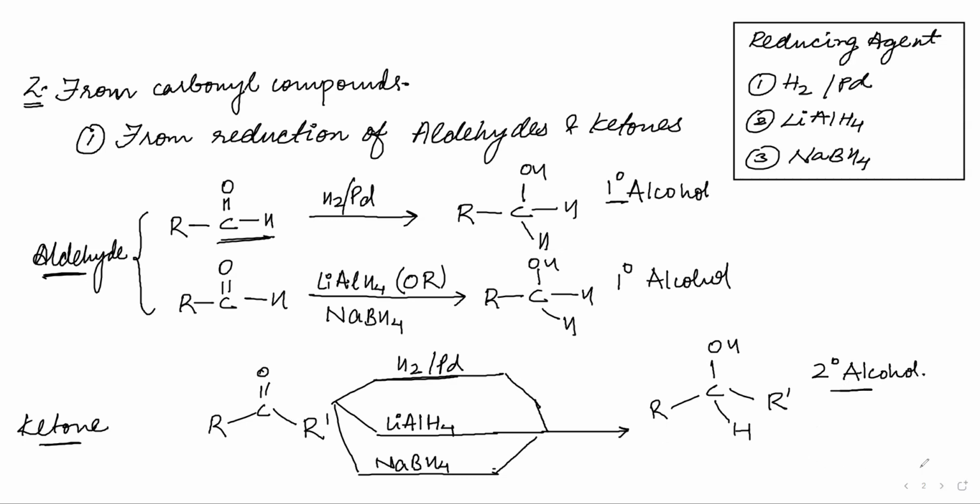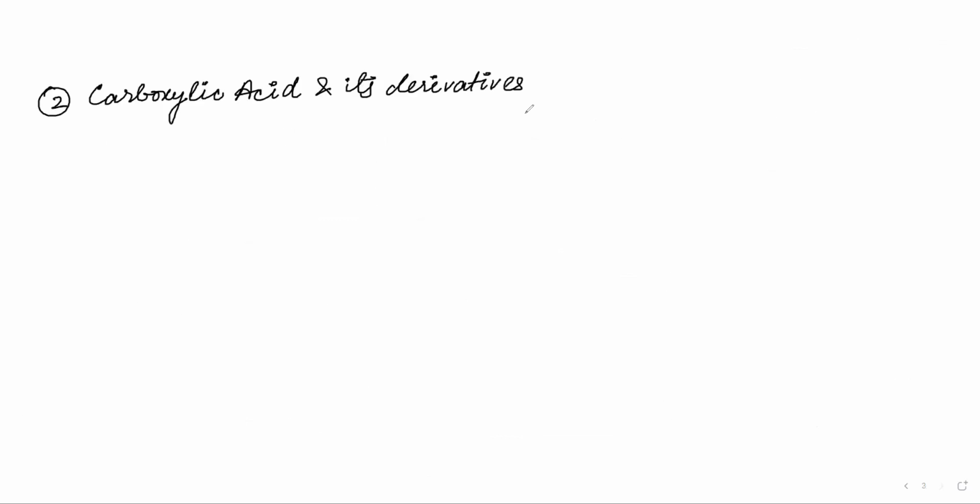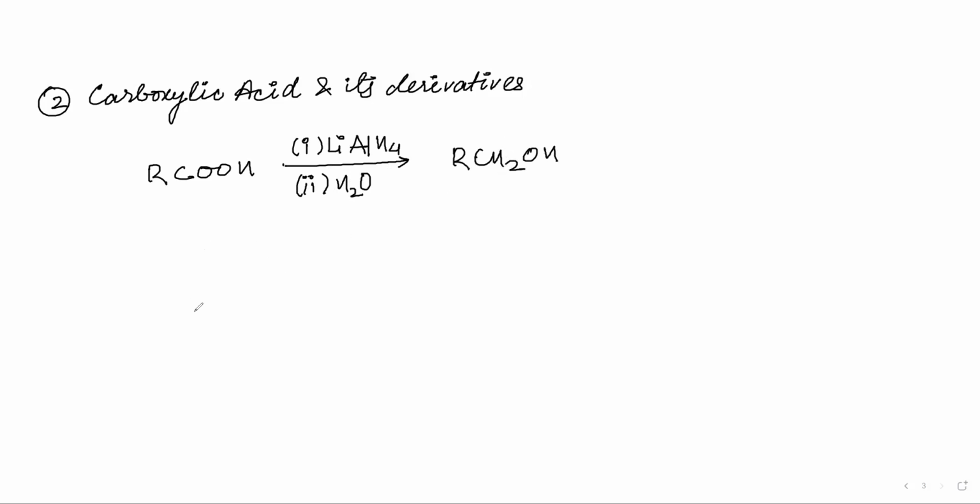Moving on to carboxylic acid and its derivatives. For carboxylic acid, you have RCOOH, and if you treat this with LiAlH4, now you have to remember, a carboxylic acid does not react with sodium borohydride. It will need lithium aluminum hydride. In the second step, you have to add some water, and you will get RCH2OH.